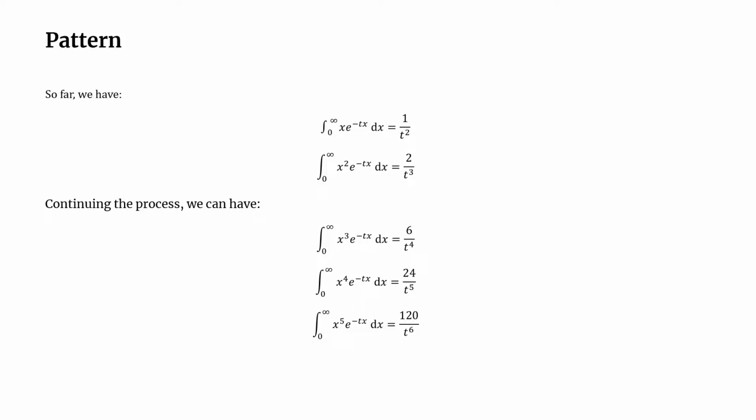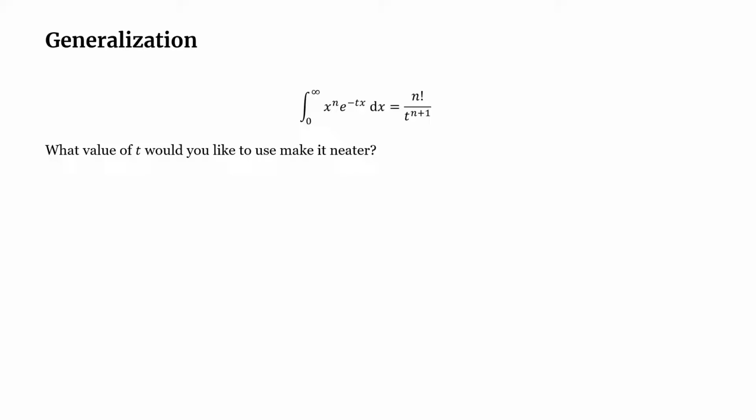So now, what we like to do is to see the generalization. If you continue to differentiate this further, what you see here is that you're going to have some n factorial in the numerator over t to the power n plus 1, whereas on the left-hand side, we're going to continue to multiply by x because of the chain rule done by the differentiation under the integration sign. And here, to derive the pattern, to see the gamma function that we saw from the beginning, what value of t would you like to use to make it neater?